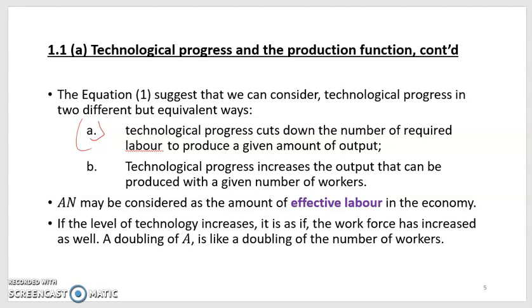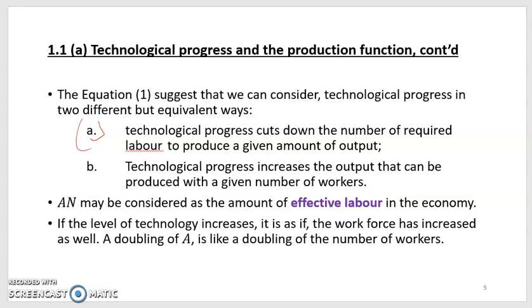This is because doubling A, or doubling technological progress, will produce the same quantity of output with only half the original number of workers. Now that there's more technological progress, you need fewer workers to produce the same amount of output as before. B tells us that technological progress increases the output that can be produced with a given number of workers.